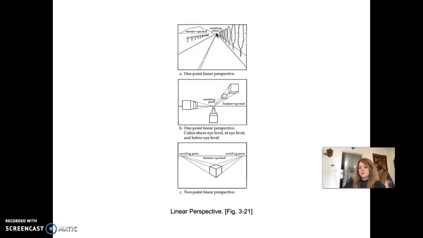Using linear perspective, a picture can be constructed from a single fixed position called a vantage point. So the artist who paints a landscape should not move around and should paint from the same place to get a realistic picture in the end. They have to keep their vantage point the same.